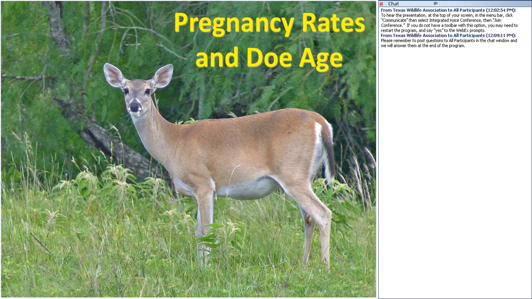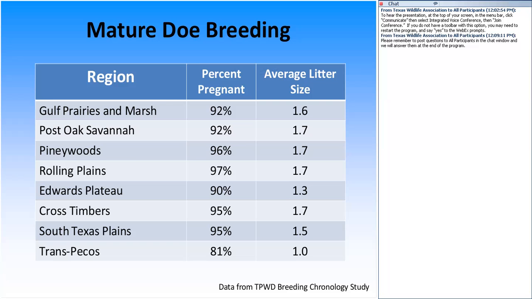So, start with pregnancy rates at the beginning of this fawn production process and the effects of doe age on fawn production. In the early and mid 1990s, Texas Parks and Wildlife conducted just a massive study across the state for 3 years in which they harvested does in the spring and used those data to determine what percent of the does are pregnant and the litter size, how many fetuses each of these does had in them.